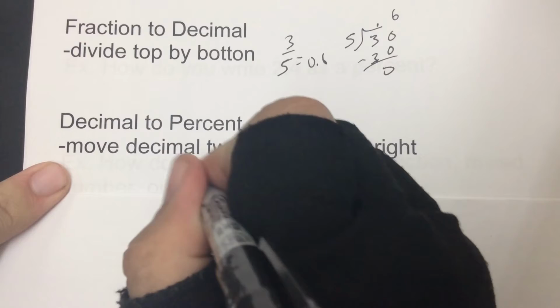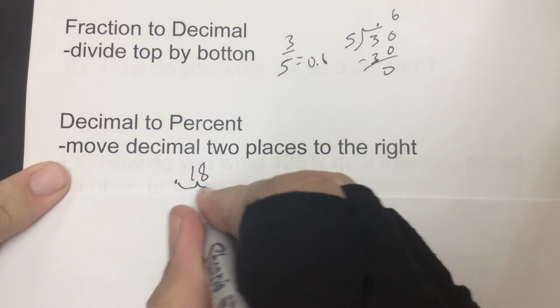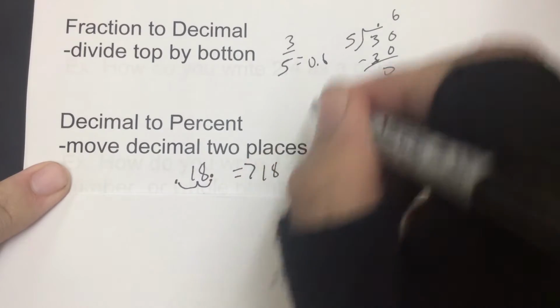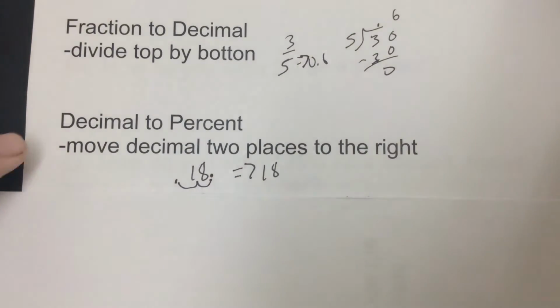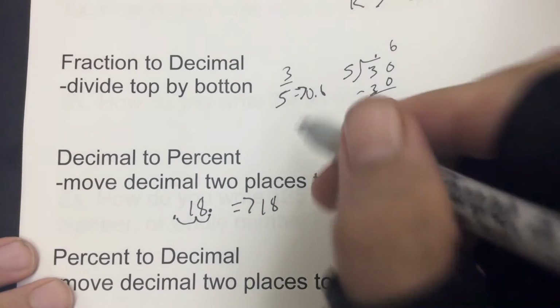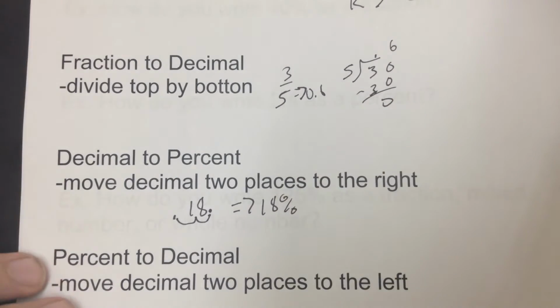So if it's 0.18, we go once, twice, new decimal is going to be there. So 18 is what it would go to. And don't forget your percent sign.